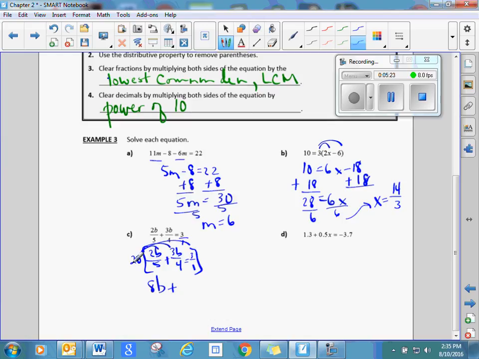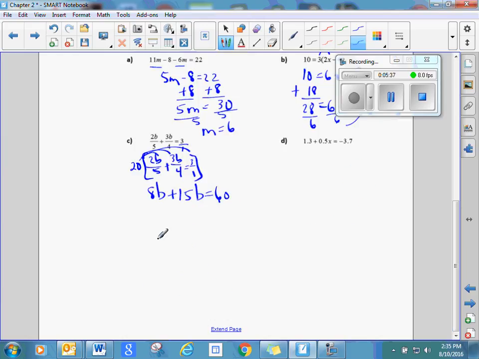4 goes into 20 5 times. 5 times 3b is 15 of those b's, and 1 goes into 20 20 times. 20 times 3 is 60. So now you have something that's friendlier. It's a little bit easier to solve.